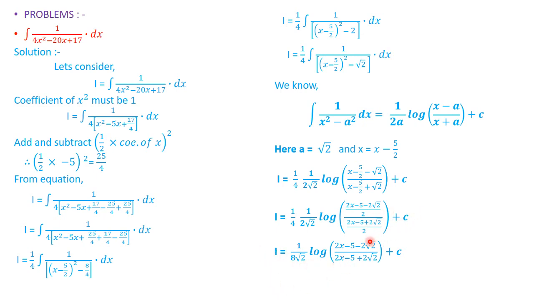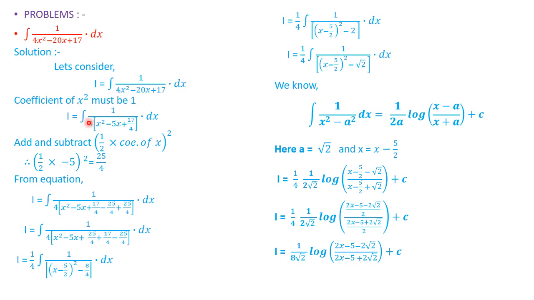Therefore I is equal to, we have the 2 cancelled, 2x minus 5 minus 2 root 2 upon 2x minus 5 plus 2 root 2, plus c. This is our required answer. Okay, now take this into account, it is too easy. What is our first step? Take a review again.